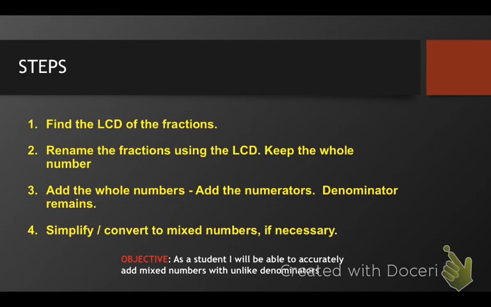Okay, here are your 4 steps. You might want to pause this video and write these 4 down. Your steps are: find the least common denominator of the fractions, rename the fractions using the least common denominator, and keep the whole number. Number 3, add the whole numbers. Add the numerators, denominator remains. Now that's a little tricky, so if you think about that, we're going to add the whole numbers, we're going to add our numerators, but we're going to keep our denominator, okay? And then 4, we're going to simplify or convert to mixed numbers. I'm going to show you all of these to make them make sense to you.